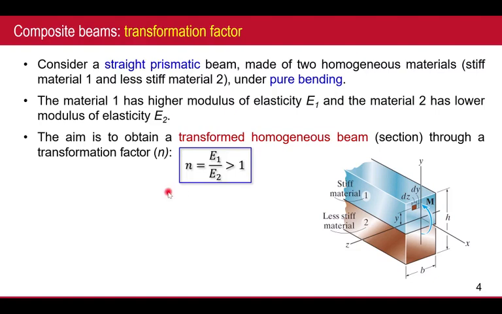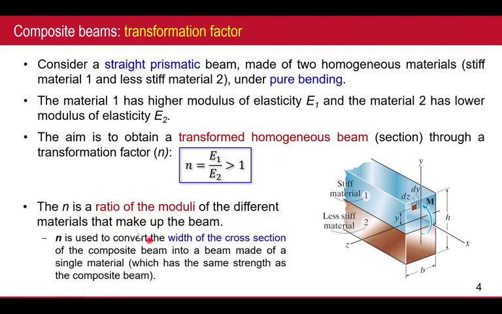The aim is to obtain a transformed homogeneous beam. That means material 1 or material 2 is transformed into the other, through a transformation factor. We just say n is equal to E1 over E2. For this case, it's greater than 1, because Young's modulus 1 is higher than Young's modulus 2, a stiff material and a less stiff material. Everyone clear? So just know where it comes from. That's enough. Okay. So based on this, we know E1 over E2 is greater than 1.